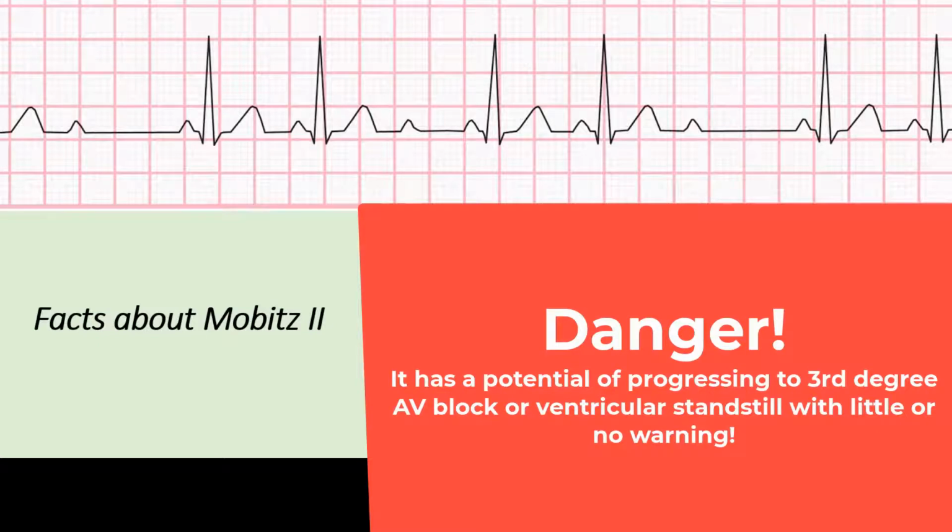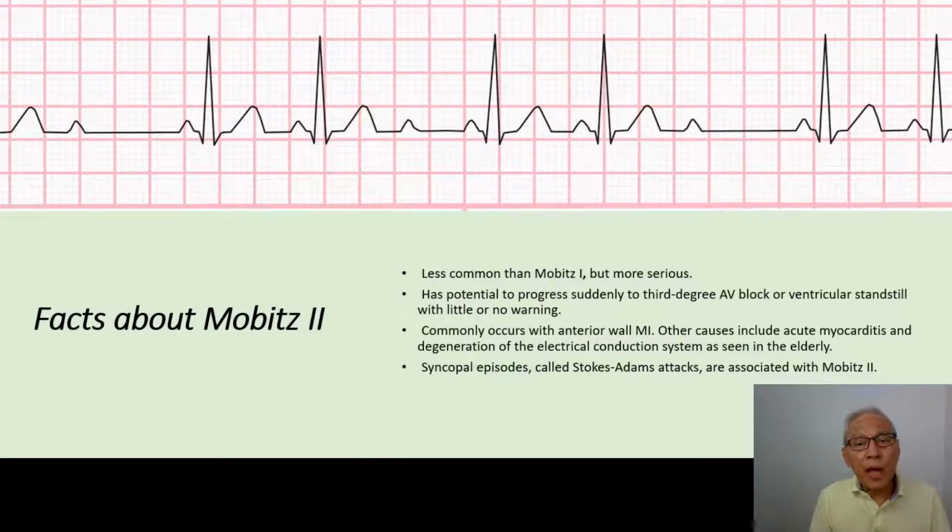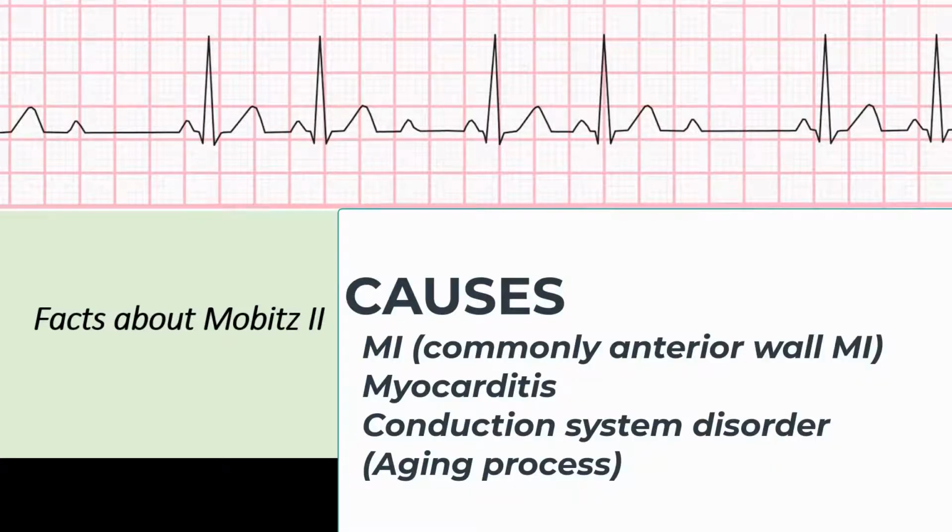Second-degree AV block type 2 has the potential to progress to a more serious rhythm, and that would be a third-degree AV block or ventricular standstill. And the worst part is that it could occur without any warning. Second-degree AV block is a major complication of myocardial infarction, in particular anterior wall MI. Other causes may include myocarditis or a degeneration of the electrical conduction system, as may be seen in the elderly.